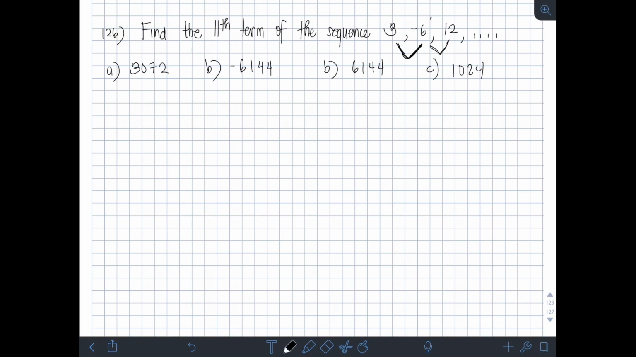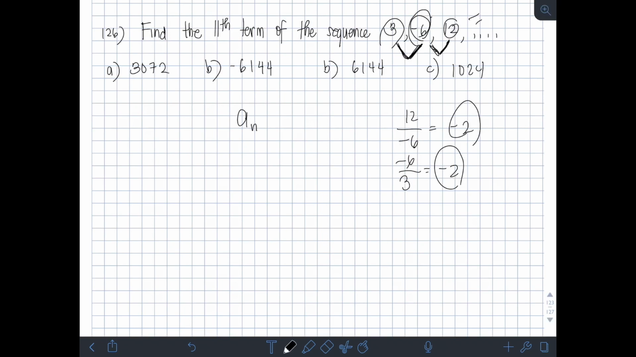So, try naman natin kung geometric. This time, check naman natin kung may common ratio. So, ibig sabihin, di-divide natin tong 12 by negative 6. So, 12 divided by negative 6 is negative 2. Same then, divide natin tong negative 6 by 3. So, negative 6 divided by 3 is negative 2 din. So, therefore, meron tayong common ratio. Pwede natin makonclude na geometric sequence to. Right? So, pwede natin gamitin yung formula for geometric sequence.